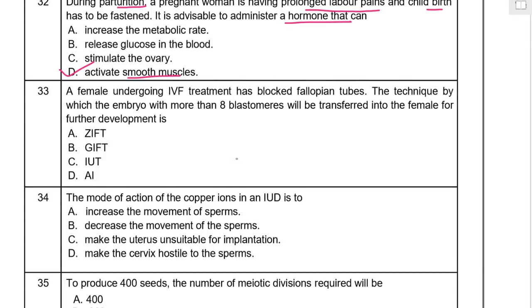Question number 33. A female undergoing IVF, in vitro fertilization treatment, has blocked fallopian tubes. So the technique by which the embryo with more than 8 blastomeres will be transferred into the female for further development is. Okay, so we are told about in vitro fertilization treatment with blocked fallopian tubes, and which technique will be used in which the embryo is transferred at more than 8 blastomere stage into females. That is option B, gamete intrafallopian transfer. So we transfer it at the gamete stage, so option B is the correct answer.